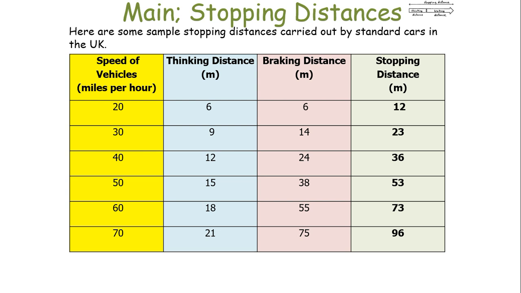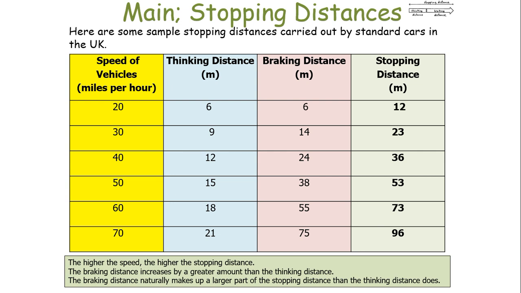At 50 miles an hour, the thinking distance is 15 metres, the braking distance is 38 metres, giving a stopping distance of 53 metres. At 60 miles an hour, the thinking distance is 18 metres, the braking distance is 55 metres, leaving a stopping distance of 73 metres. And then at 70 miles an hour, the thinking distance is 21 metres, the braking distance is 75 metres, so now significantly higher than the thinking distance, leaving us a stopping distance of 96 metres.